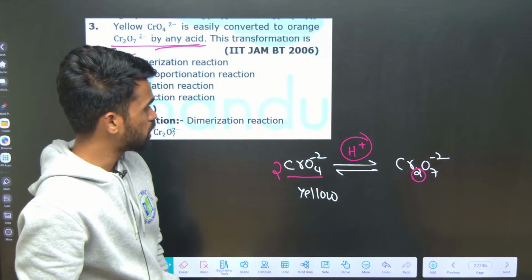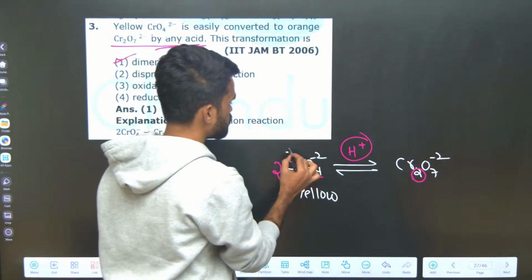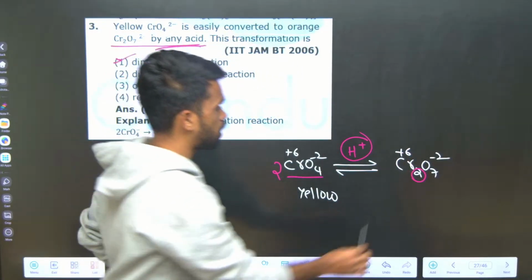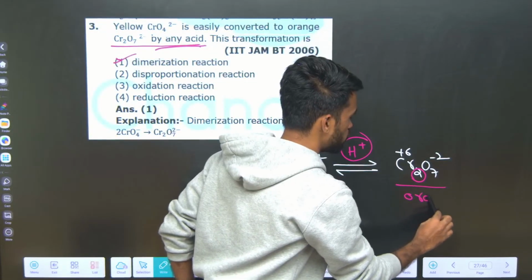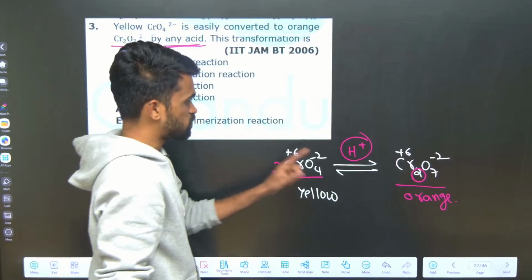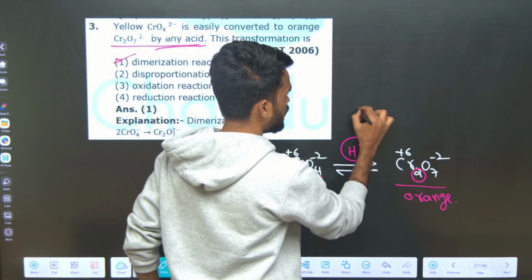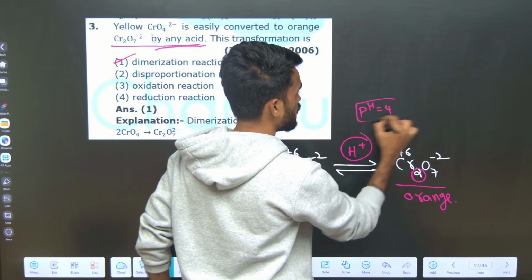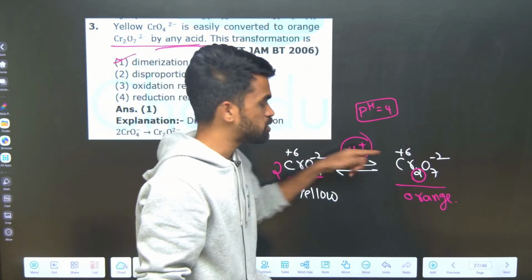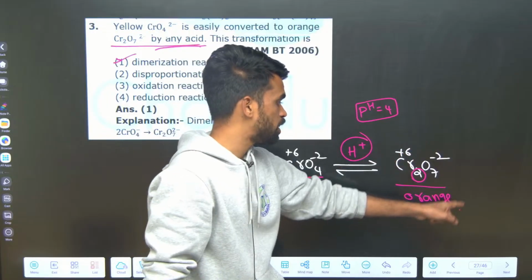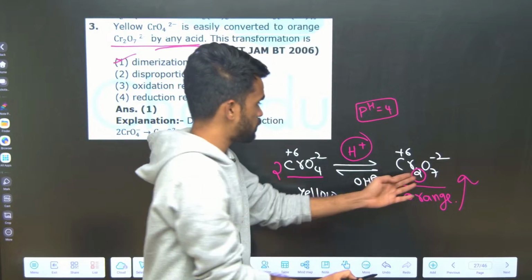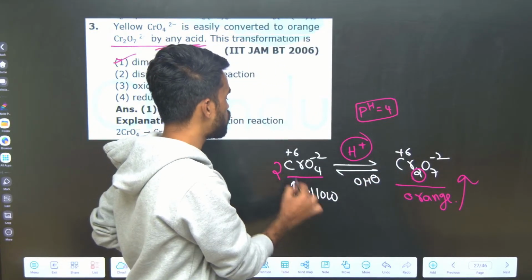One more thing you need to remember here is, here it is plus 6, there also it is plus 6 oxidation state only. And you know this is yellow color, this is orange color. So now we can make one more statement here. This will be in equilibrium at pH 4. If you add more quantity of acid, the equilibrium shifts forward, which means orange color will be intensified. If I add basic medium, then the equilibrium goes backward, and yellow color will be more intensified.